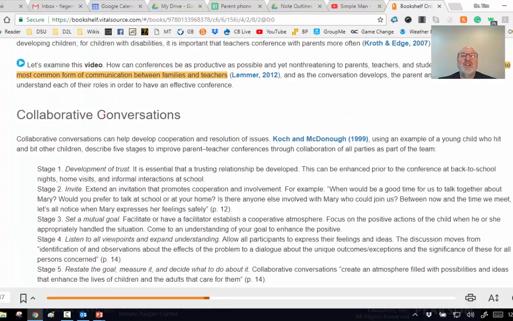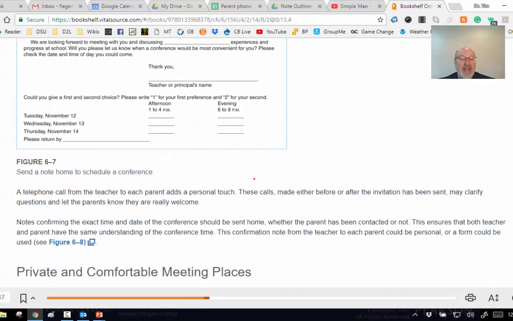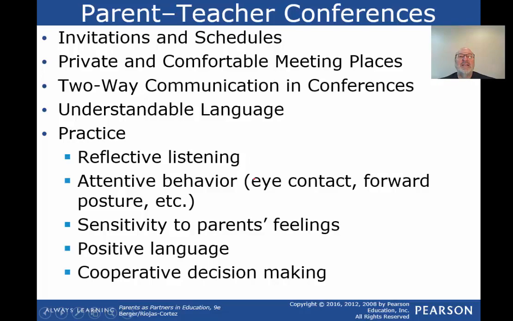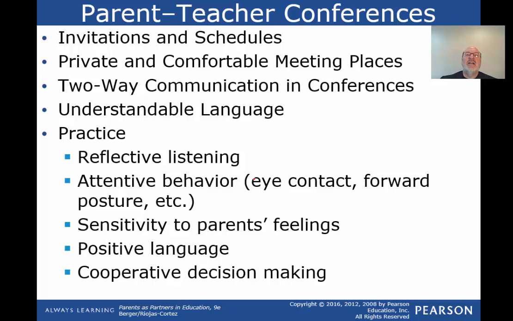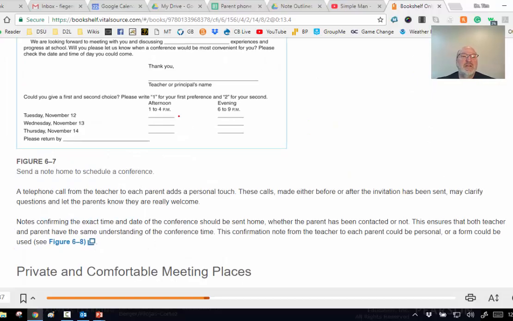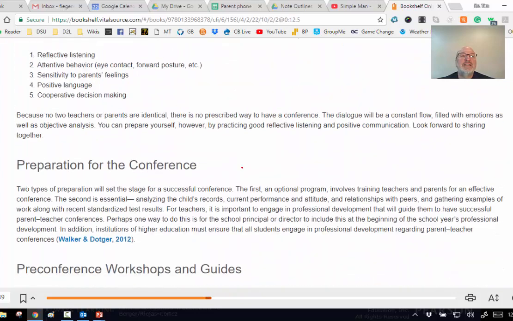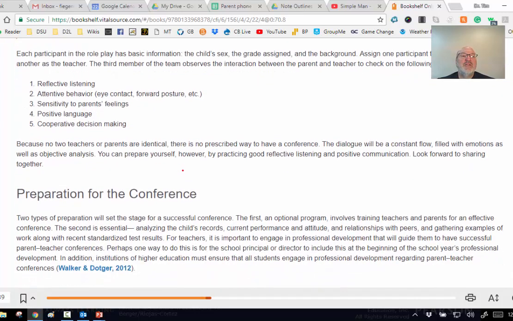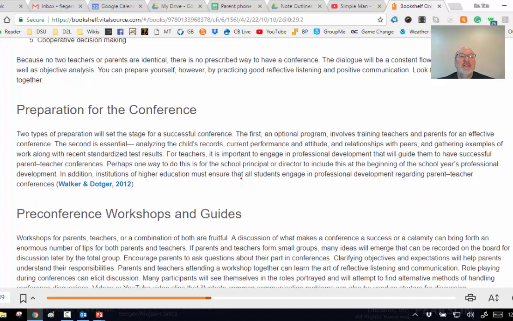Okay, a collaborative conversation, and then invitation and schedules. I'm going to ask you to do that as part of your project, to make these invitations and stuff. Number 11 is you talk about each of these: a comfortable meeting place, two-way communication, understandable language, and then you can practice those. It takes you through that, and you may want to include those in your things there.